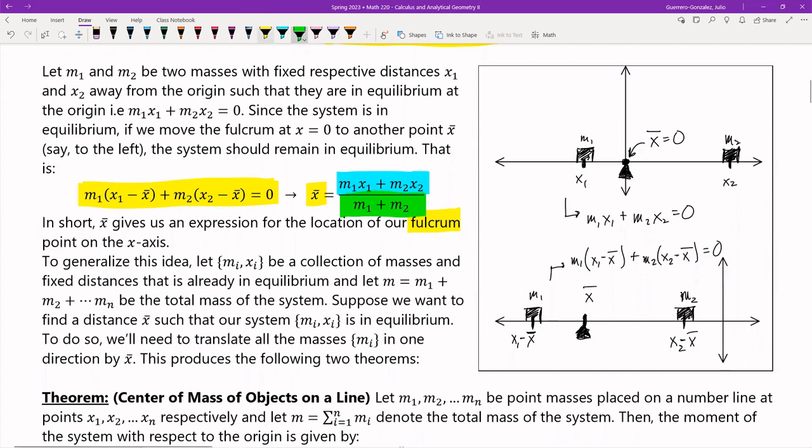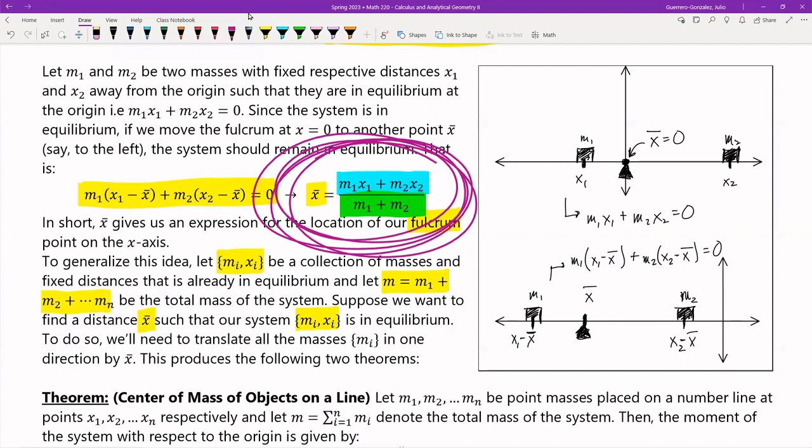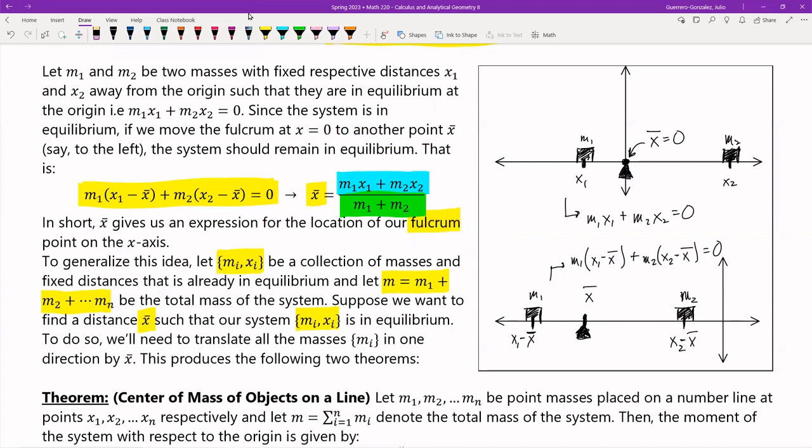So now to generalize the idea, let's say we had an entire system, m_i x_i, a collection of masses a distance so and so away from the origin. It has a total mass. We can add up all the masses. And if we wanted to find the distance x bar such that this becomes an equilibrium, it's going to end up taking the same shape as this equation right here. That's it.